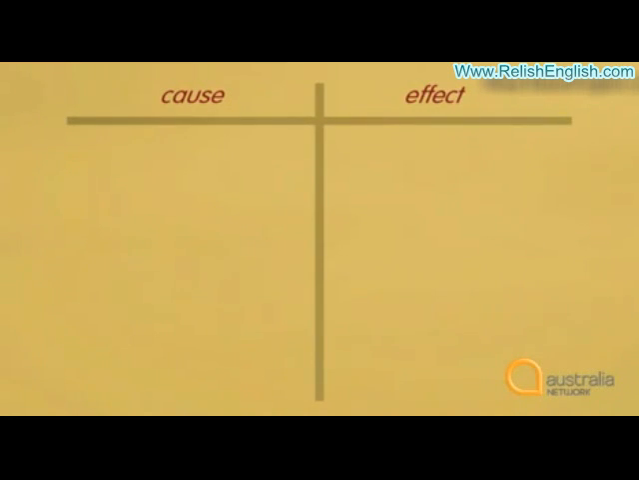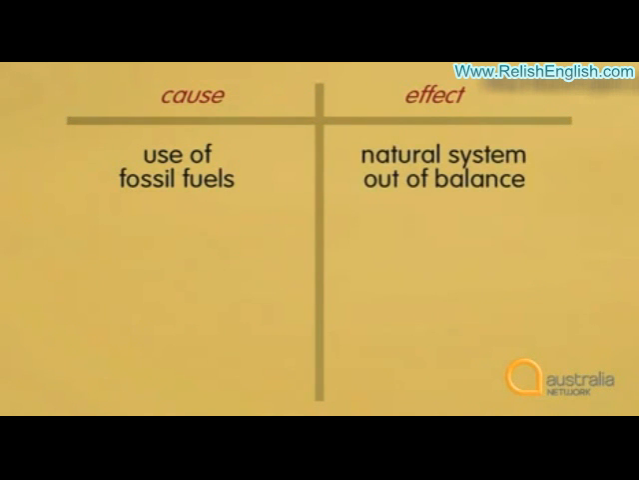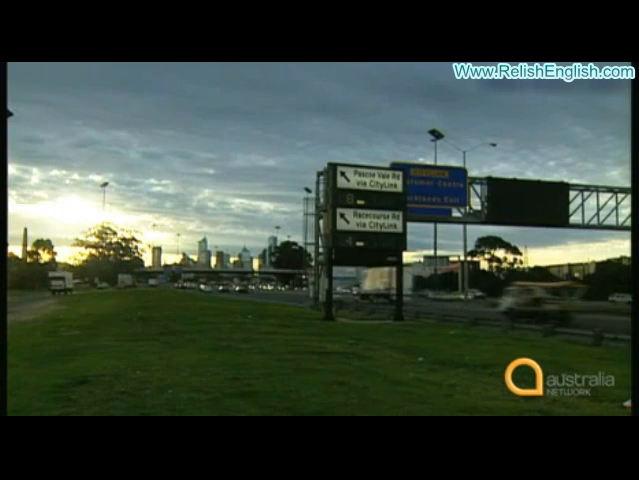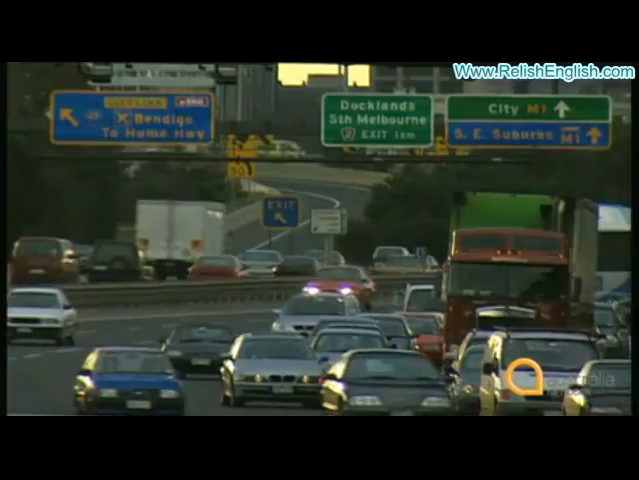So if we look at a table of cause and effect, we can say that the use of fossil fuels is a cause, and the natural system out of balance is an effect. Listen again. The main problem is our use of fossil fuels.